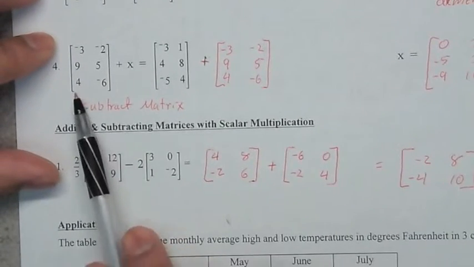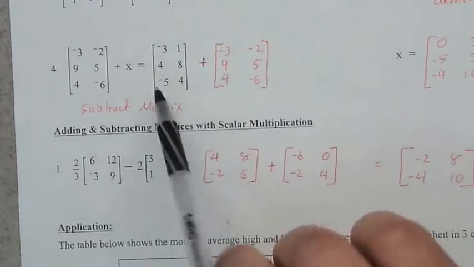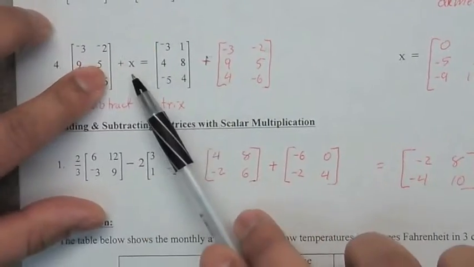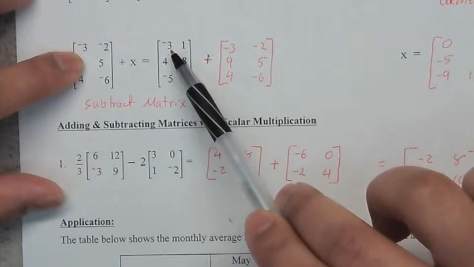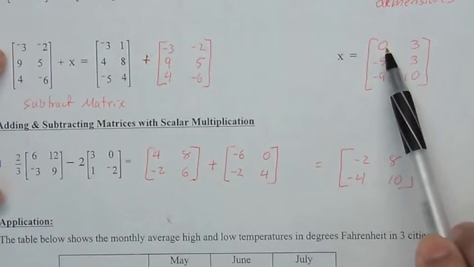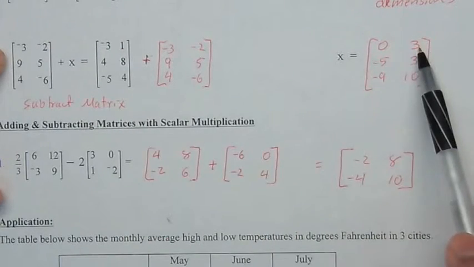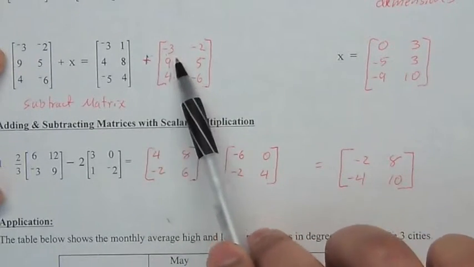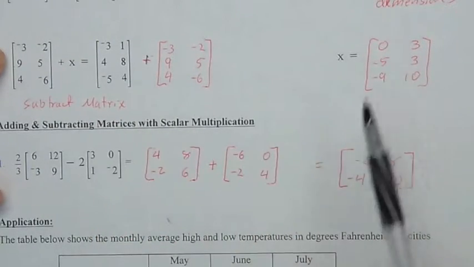Over here, we've got a matrix plus some x matrix equals this. So what I can do is take this entire matrix, subtract it over, then distribute that negative sign in, and add the opposite to find out what x was. Or I can just say -3 plus what equals -3? Well, -3 plus 0 equals -3. -2 plus what equals 1? Well, -2 plus 3 equals 1. So again, you can subtract this matrix over, distribute the -1, and add the opposite to get this, or you can go ahead and ask what you need to add to get that.